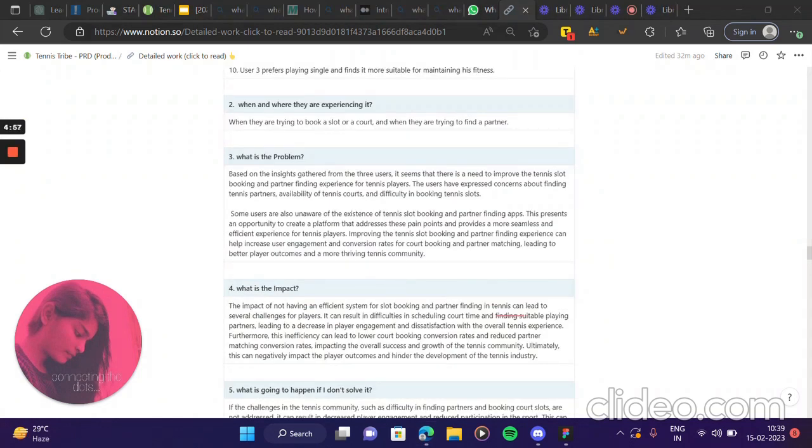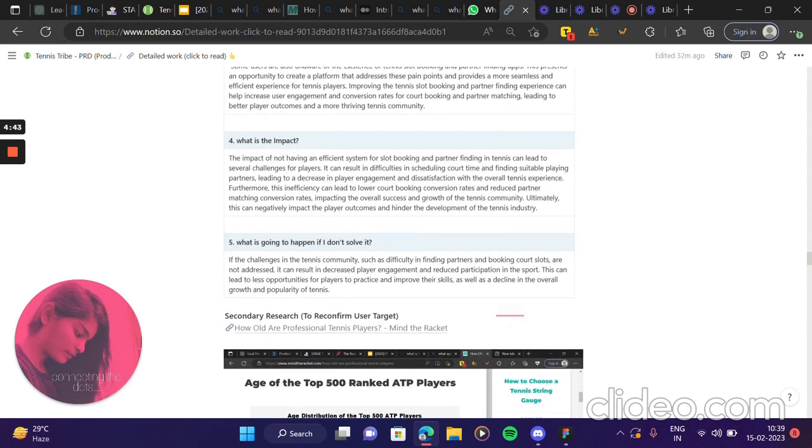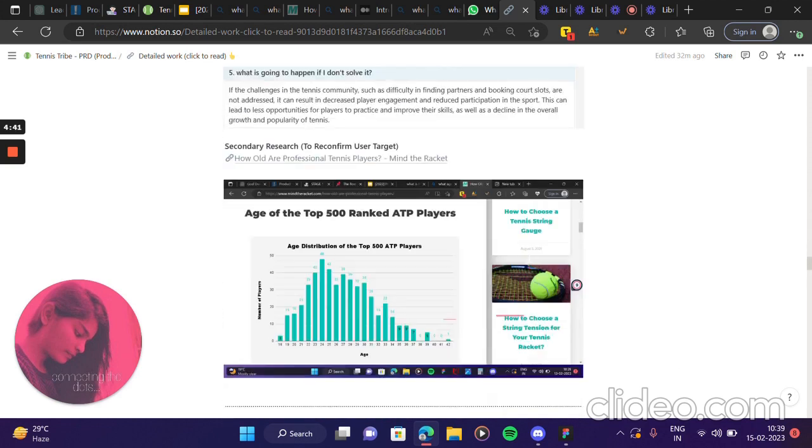Also here I've understood when and where they are experiencing these problems, what the problem is, what the impact of solving this problem is, and what is going to happen if I don't solve it. All these things I tried to understand and have put over here.